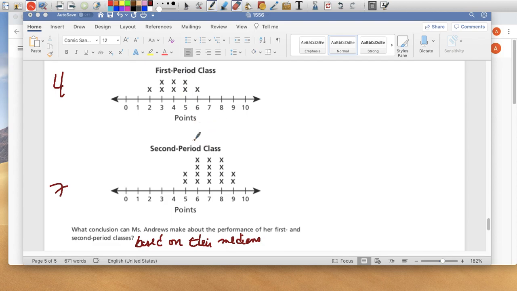What else to say over here? We're basing it off the median. That's what I want you to think about here for a second. So we're basing it off the median. Just give me 1 second here.